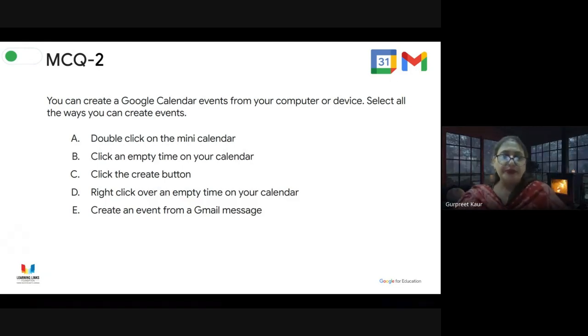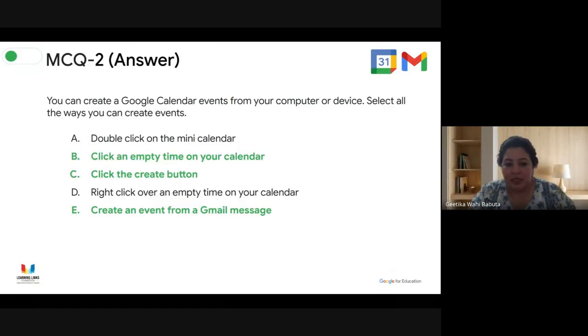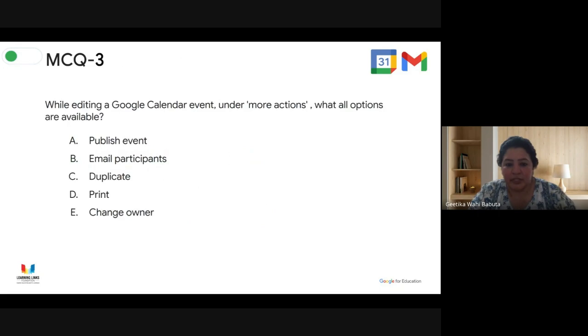Educators, we have repeated this many times. Please be very careful when you read the question. It says select all the ways you can create events, which tells you there are multiple options, right? So you have to be very careful about this. People are saying B, C, and D. Let's see what is the right answer. So we have B, C, and E as the right answer. Great. Right. That is an empty time on your calendar. Click the create button and create an event using Gmail.